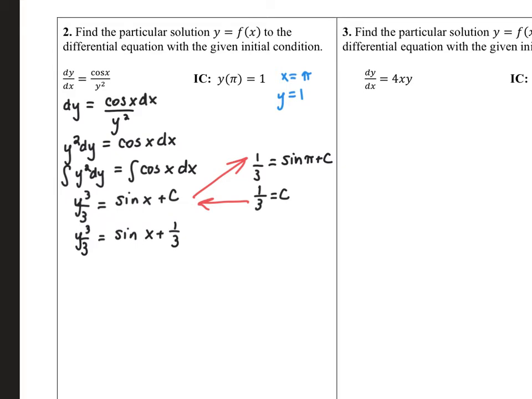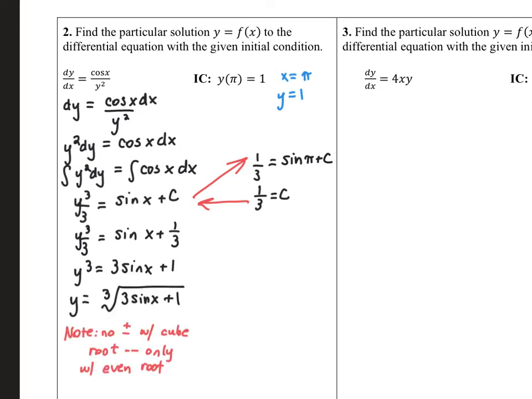Next comes solving for y. I'm going to multiply both sides by 3 and then take a cube root. One thing to notice here after I solve for y is I didn't put a plus or minus on this because that's a cube root. You only use a plus or minus if you have an even root. So here is my answer.